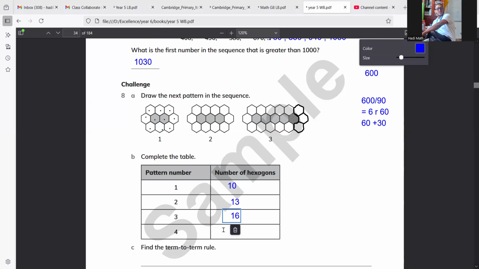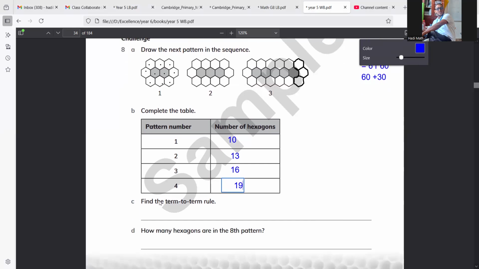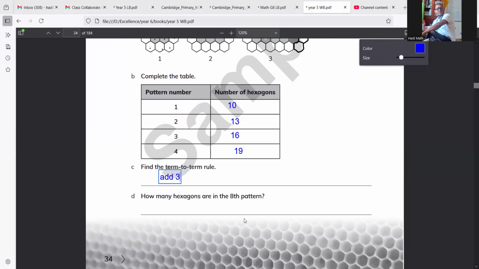The fourth one will be what? It will be 19, because we add 3 every time. They say find the term to term rule. The term to term rule is just what? Add 3. They ask you how many hexagons on the 8th term or 8th pattern.